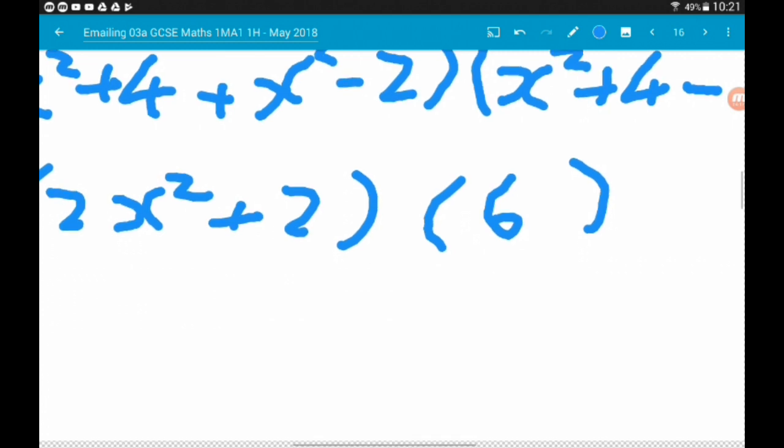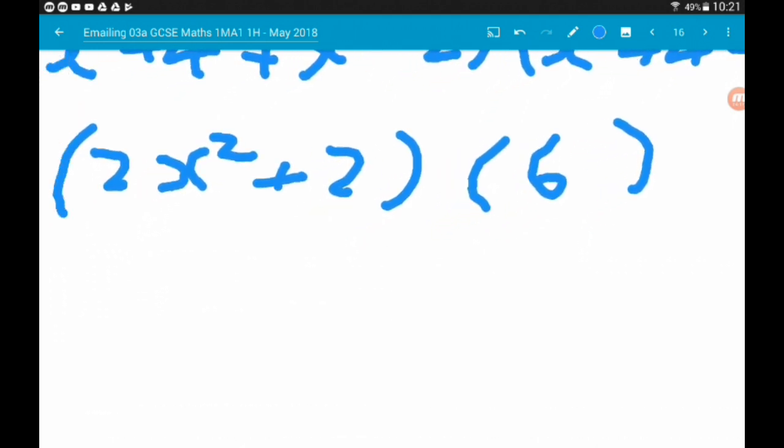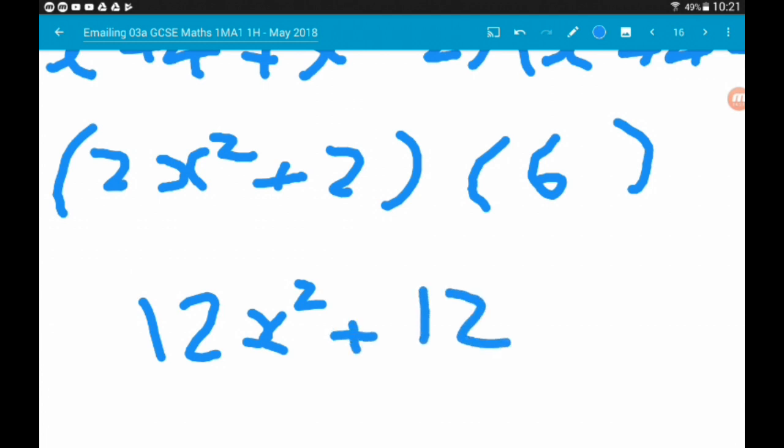So now both things in the first bracket are being multiplied by 6. So this is going to give us 12x squared plus 12, which is a perfectly fine answer. Good times.